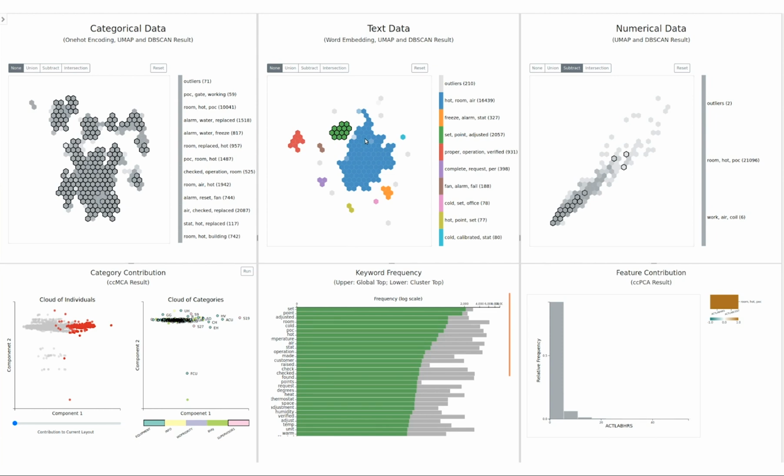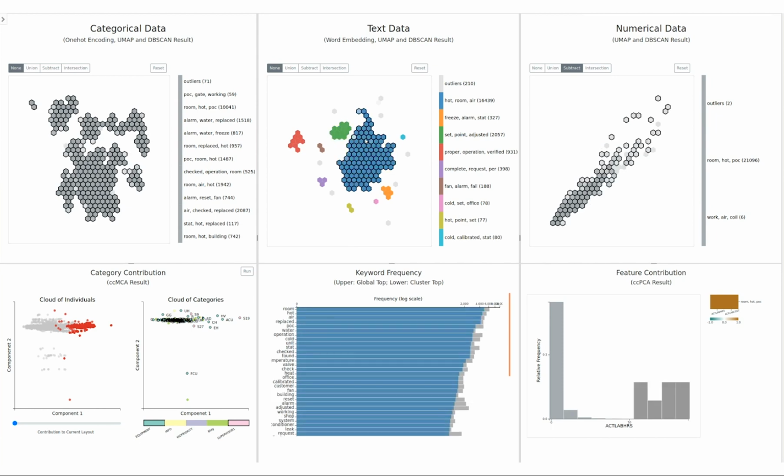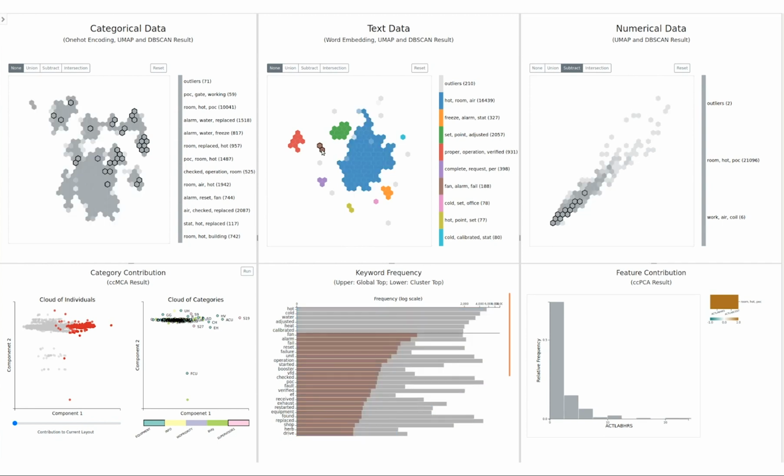By looking over the tags, keywords, and large clusters, we find the dataset contains several complaints related to room temperature, with the tags too hot and too cold being the most common. Temperature-related complaints are typical for HVAC systems in most offices. From the text dimension views, we also notice a unique brown cluster tagged as fan, alarm, fail.